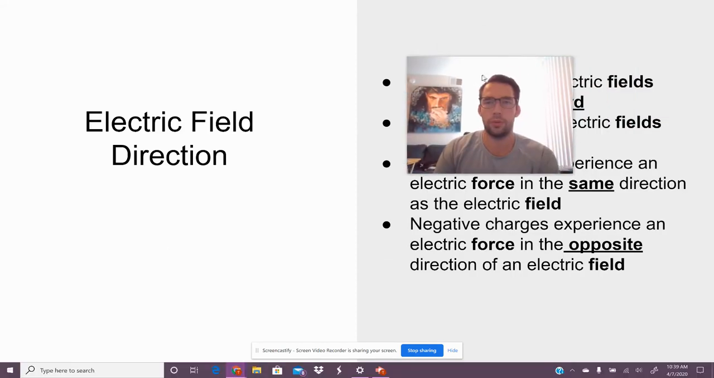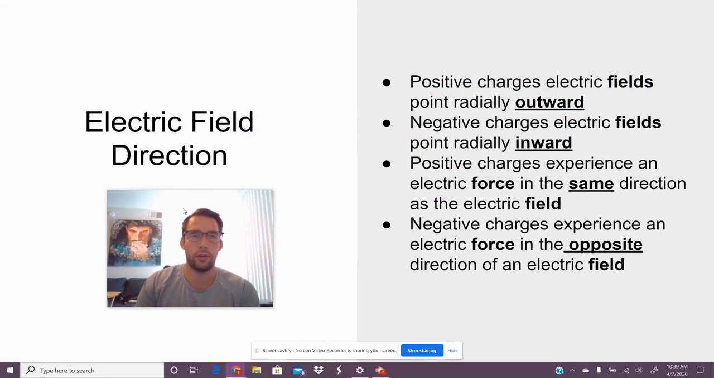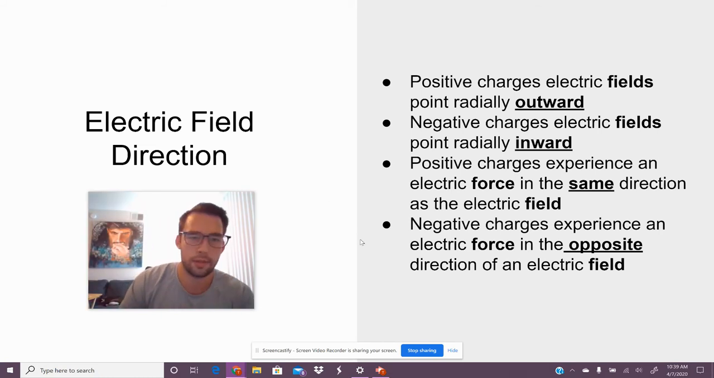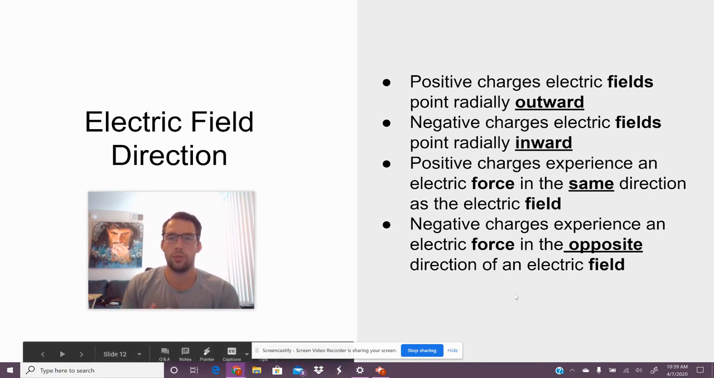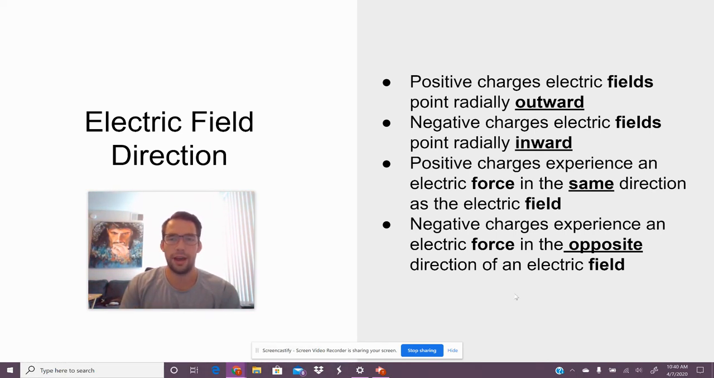So this just puts into words how an electric field interacts with positive or negative charges. One important thing here is that if you introduce a positive charge into an electric field, it's going to experience an electric force in the same direction as the electric field. If you introduce a negative charge, it's going to experience an electric force in the opposite direction of the electric field.